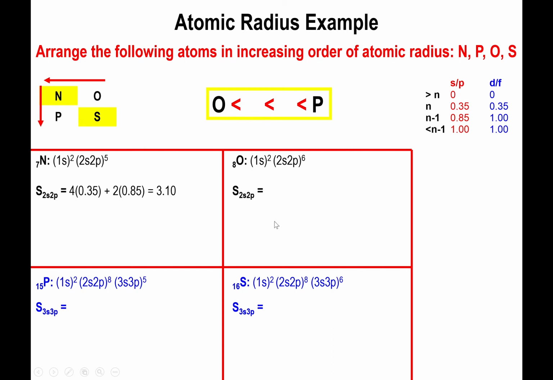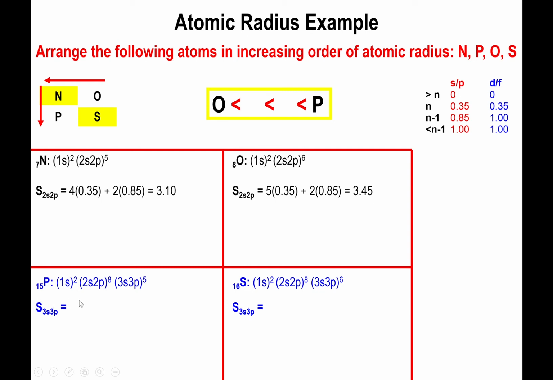Now we do the same thing with oxygen. Now we have 6 electrons in the 2s2p group, so 5 out of the 6 will be shielding the sixth one by 0.35 since we're in the same group. And we have a group to the left with a lower energy value with 2 electrons, so 2 multiplied by 0.85. When you multiply the numbers and add them together, you find out that the shielding for oxygen is 3.45.